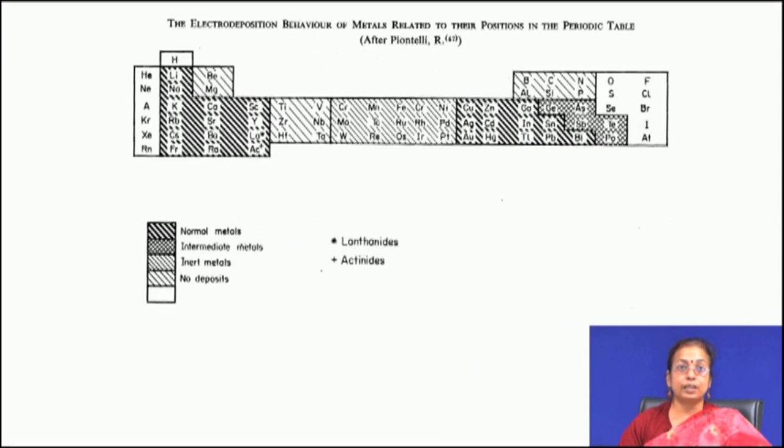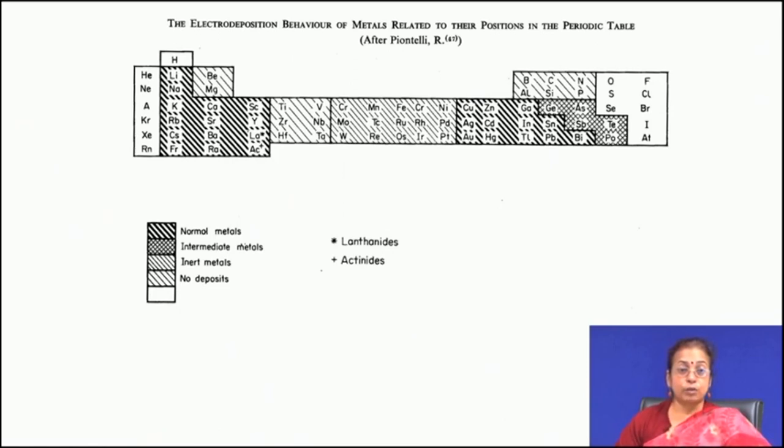So, for electro deposition you cannot have any kind of substrate. The substrate used for electro deposition has to be conductive in nature. Non-conducting surfaces cannot be used as substrate in electro deposition. So, usually substrates are highly conducting in nature.